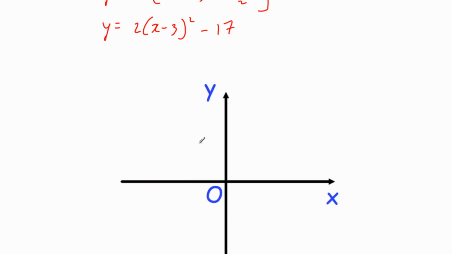Now let's consider where the graph will go to. So if we consider our y equals x squared graph to begin with, it would look something like this. So to start off with, we're going to look at our bracket. We've got x minus 3, so that would translate the graph 3 squares to the right.